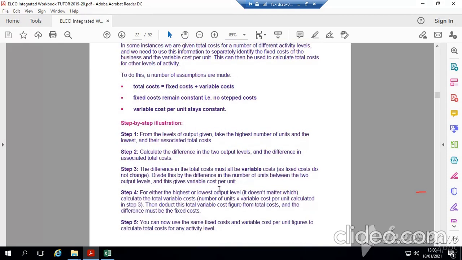From the levels of output given, we take the highest number of units and the lowest, and the associated total cost. So it is necessary to understand and calculate what is going to be fixed and what is going to be variable.